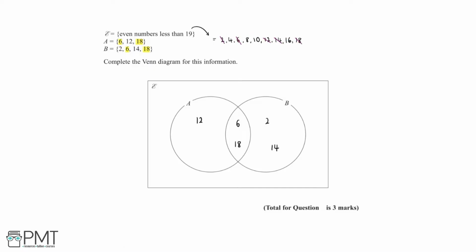And so since these numbers are outside of set A and set B, we can place them outside of the two circles. And so we now have a fully complete Venn diagram to represent this information. And we get the full 3 marks in this question for placing each number in the correct place, allowing us to get the full marks needed in this question.